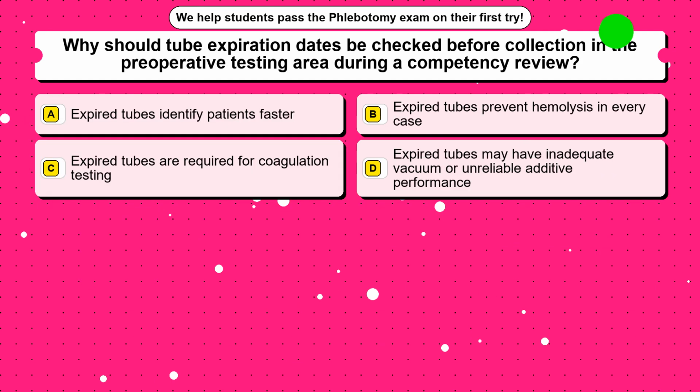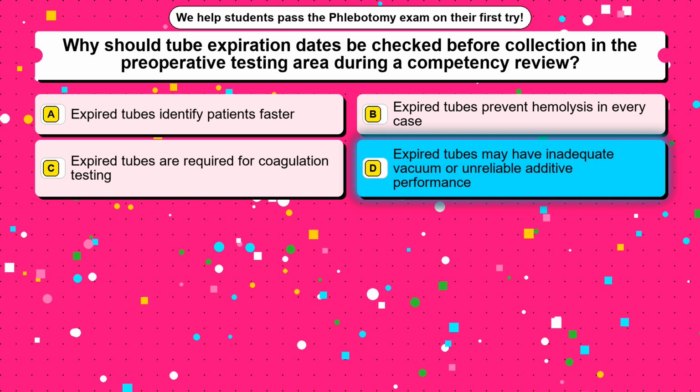Question 34. Why should tube expiration dates be checked before collection in the preoperative testing area during a competency review? Option A. Expired tubes identify patients faster. Option B. Expired tubes prevent hemolysis in every case. Option C. Expired tubes are required for coagulation testing. Option D. Expired tubes may have inadequate vacuum or unreliable additive performance. The correct answer is option D.